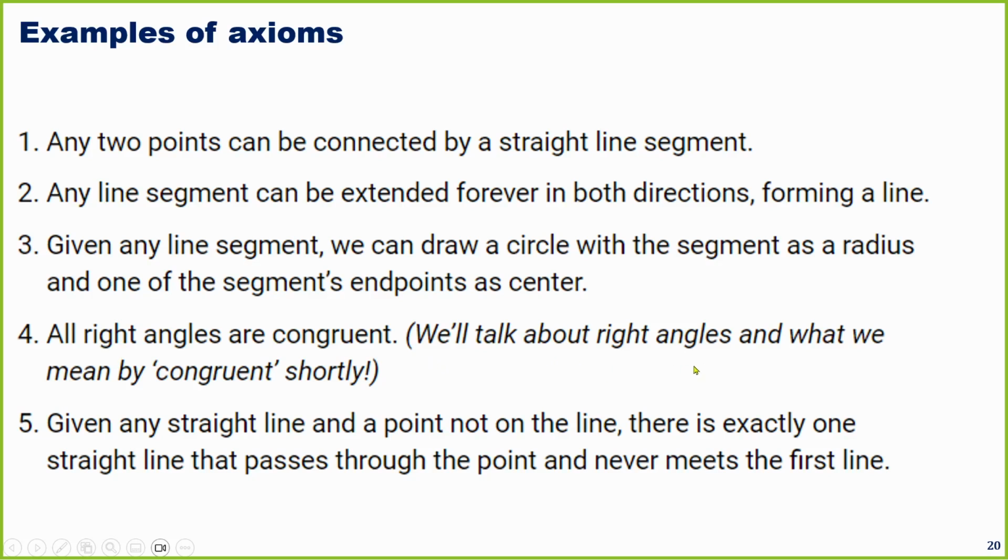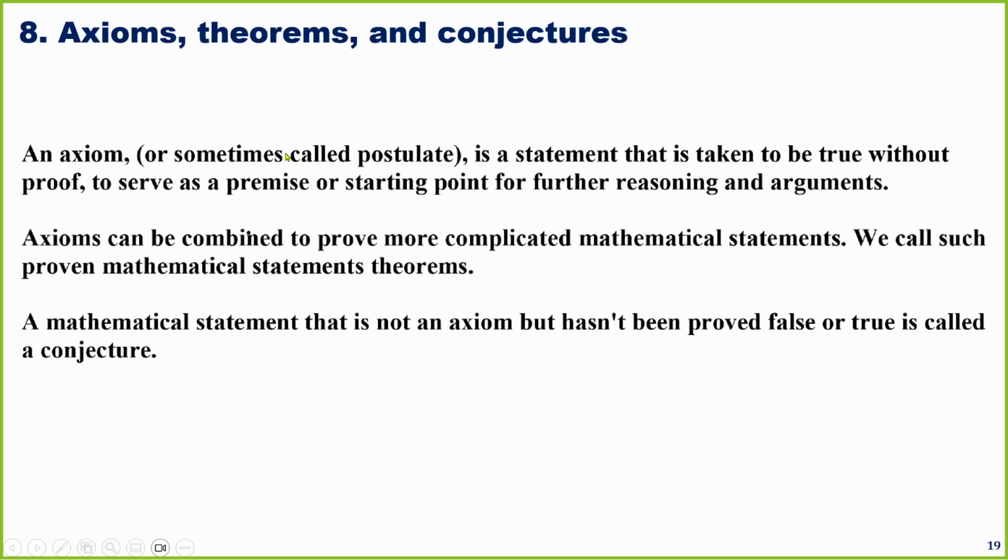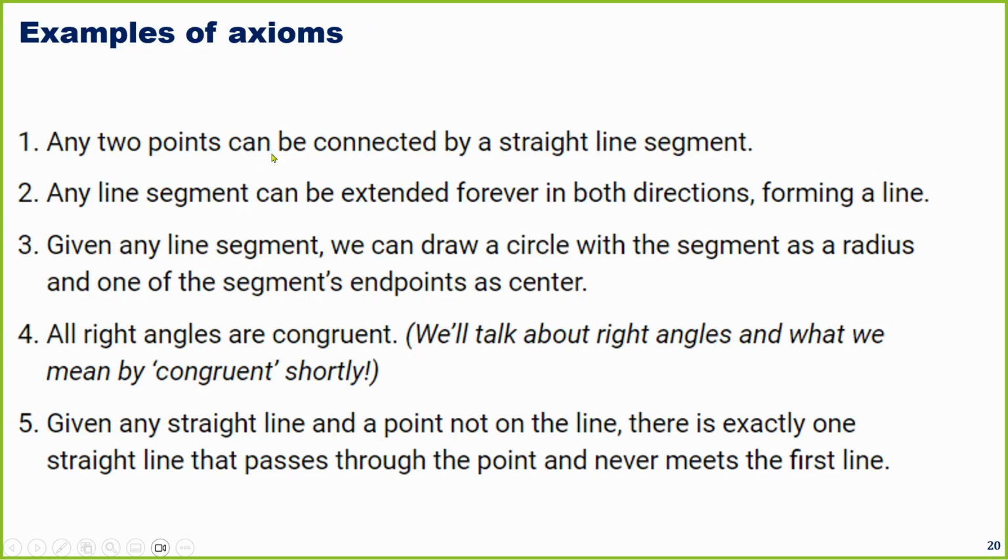We'll talk about the right angles and what we mean by congruent shortly later in this course. And given any straight line and a point not on that line, there is exactly one straight line that passes through the point and never meets the first line. So these are called axioms. We don't need to prove them. They are true by default. You can treat them as a starting point for any further proof of any other theorems.